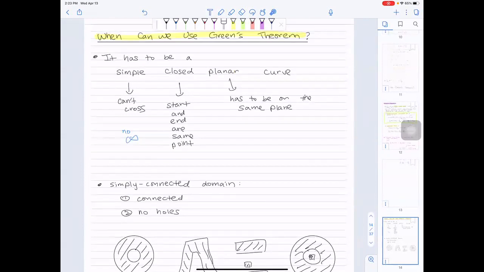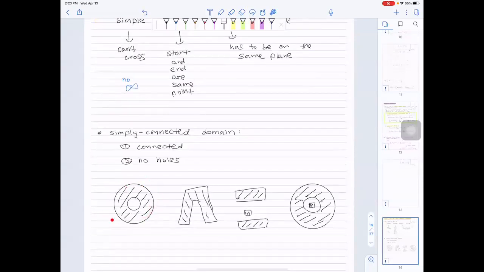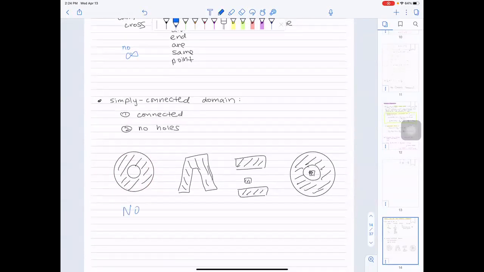So think about this first picture. The donut. My question is, is this a simply connected domain? If you think the answer is no, raise your hand. Okay, great. Consensus is no, because there's a hole. What about the second one? If you think it's no, raise your hand. If you think it's yes, raise your hand. Great, because it's connected and has no holes.